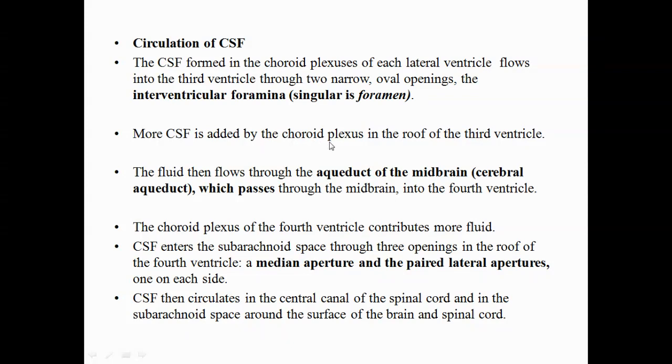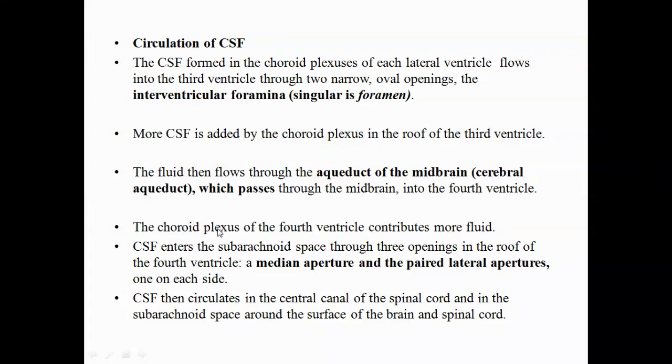When it reaches the third ventricle, more CSF is produced by the choroid plexus present in the third ventricle. The choroid plexus is present in the roof of the third ventricle. So they also secrete more and more CSF. This fluid will flow through the aqueduct of the midbrain, that is the cerebral aqueduct, into the fourth ventricle. From the third ventricle, the CSF is passed to the fourth ventricle through the aqueduct of the midbrain.